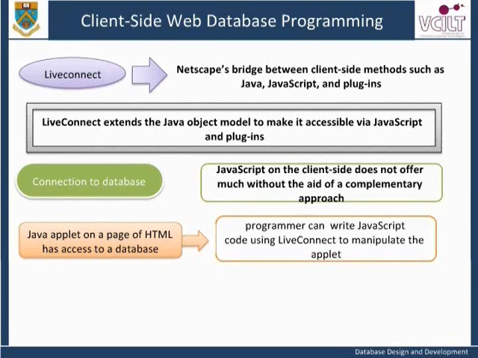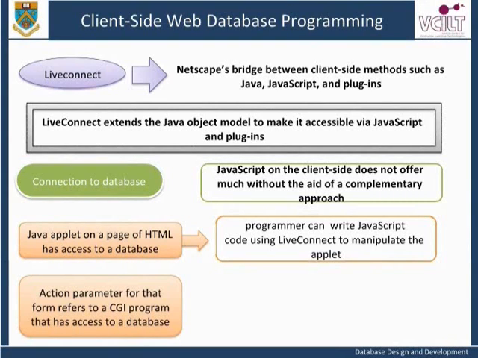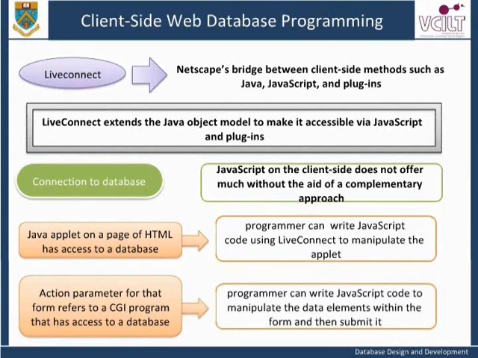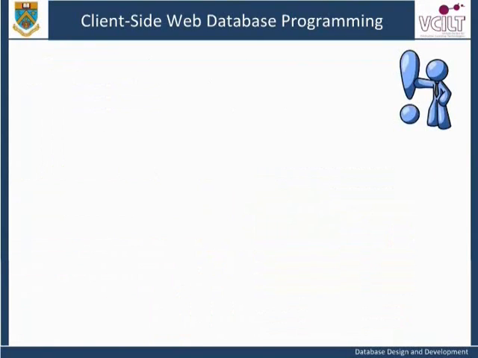If there is a form on the HTML document, and if an action parameter for that form refers to a CGI program that has access to a database, a programmer can write JavaScript code to manipulate the data elements within the form, and then submit it. That is, submit a kind of request to a DBMS.